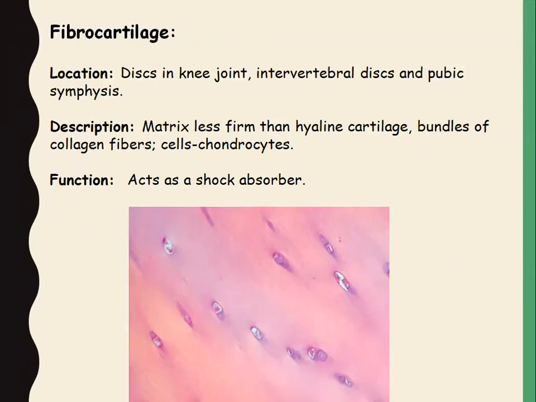Second one is the fibrocartilage. Location is the disc in knee joint, intervertebral disc and pubic symphysis. Description: matrix less firm than the hyaline cartilage, bundles of collagen fiber, cells of chondrocytes. Function is which is act as the shock absorber.